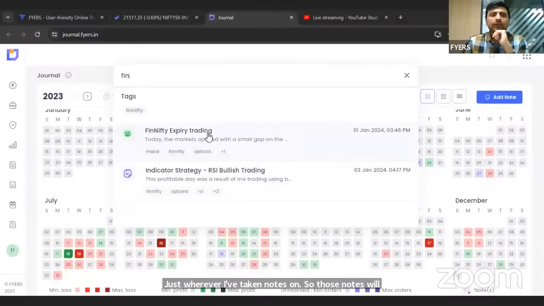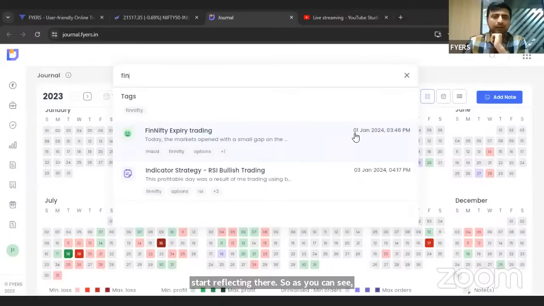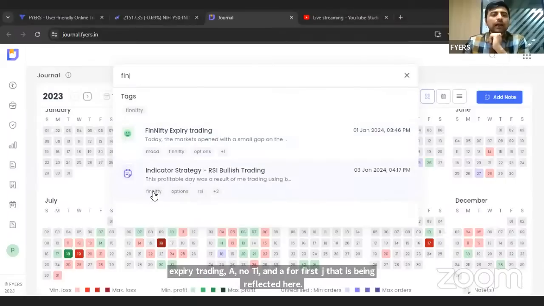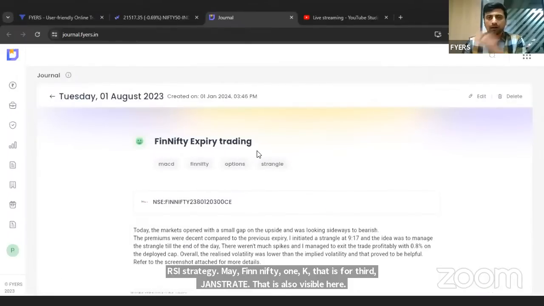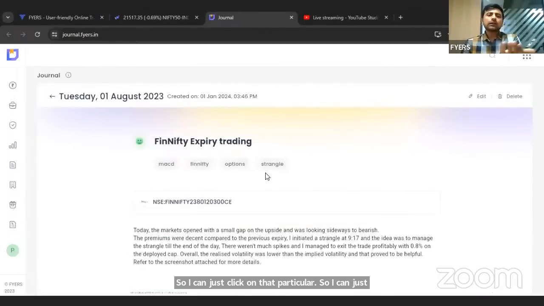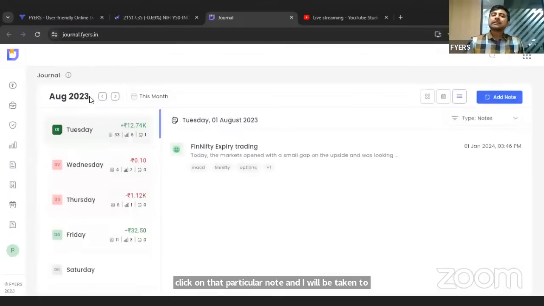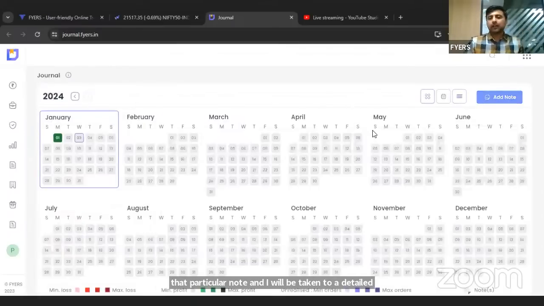So as you can see, fin nifty expiry trading का एक note लिया था मैंने for 1st Jan, that is being reflected here. एक RSI strategy में fin nifty बोल के एक tag लगाया था मैंने यहाँ पे, that is for 3rd Jan trade, that is also visible here. So I can just click on that particular note and I will be taken to a detailed write-up on that particular note that we have made. So this makes it easier for you to search any note you have.